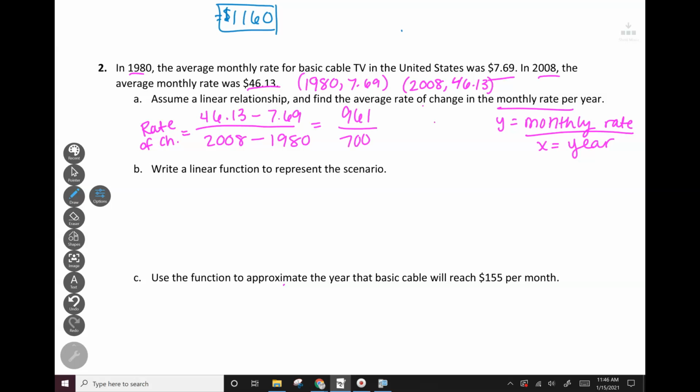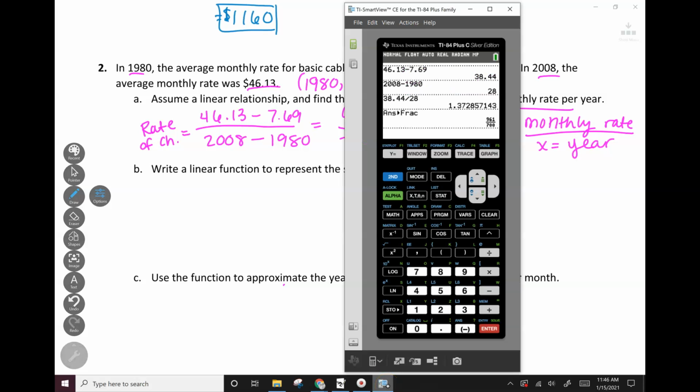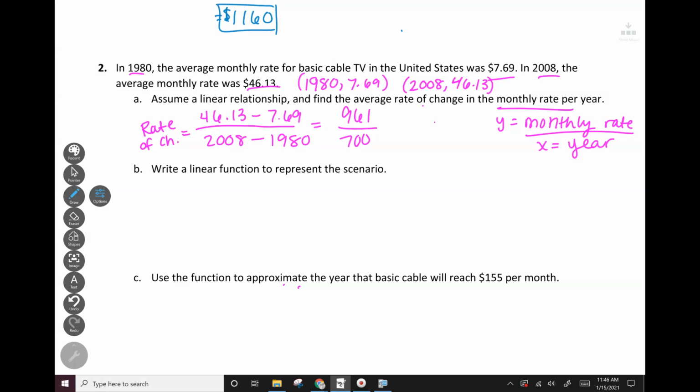Okay, so it's going to change by $961 every 700 years. So that's a little irrelevant. But if you look at the decimal right here, it was actually only increasing by about $1.37 per year. It's not that much when you think about it that way.